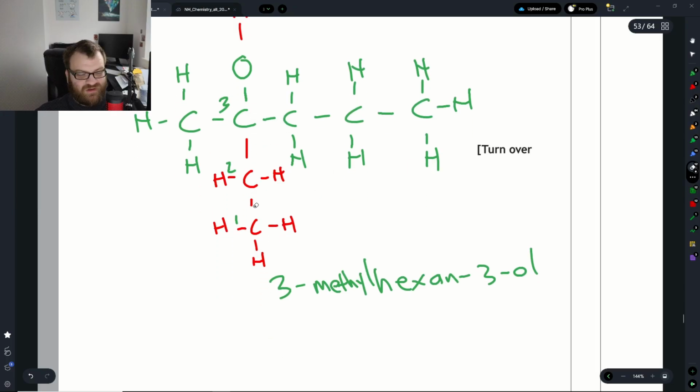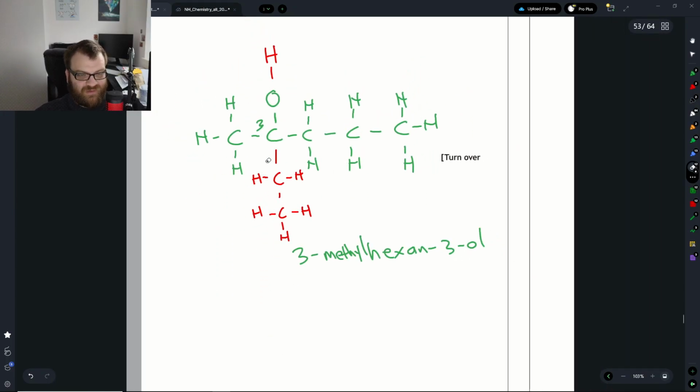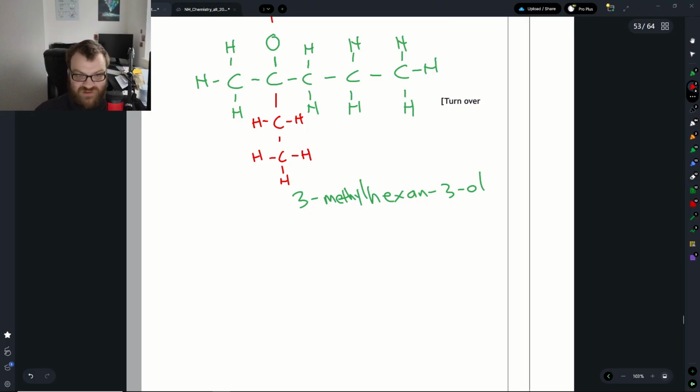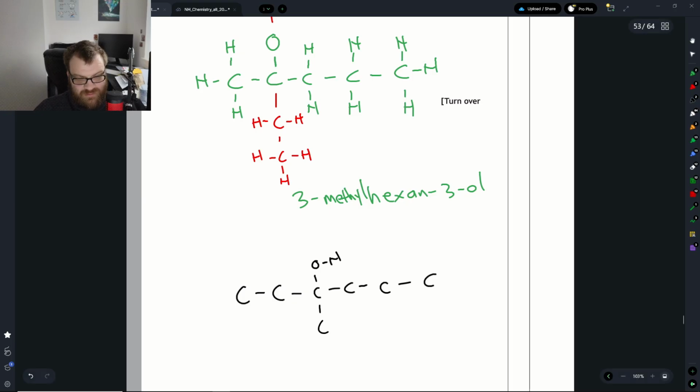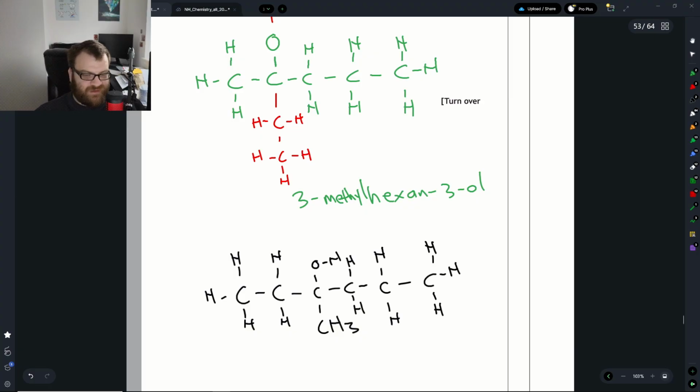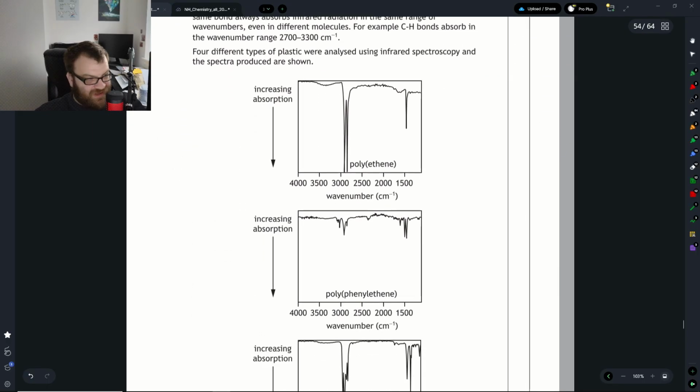Other ways you can draw them: if you can rotate them around in your head and figure out where they go together, you could have drawn it with just all the 6 carbons through the middle. Have something like this. Have your OH here, have your CH3 off of there with all the H's in it. As long as it's got the correct connectivity, it's got 6 carbons as the longest chain, OH off of the 3rd, as well as CH3 off of the 3rd one. Mark for that one.